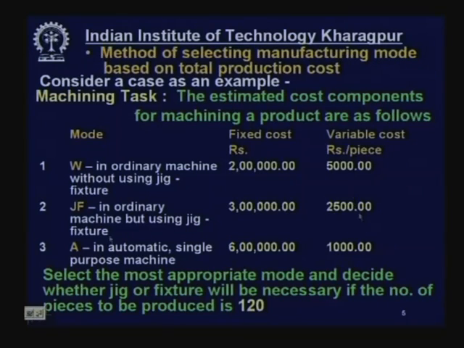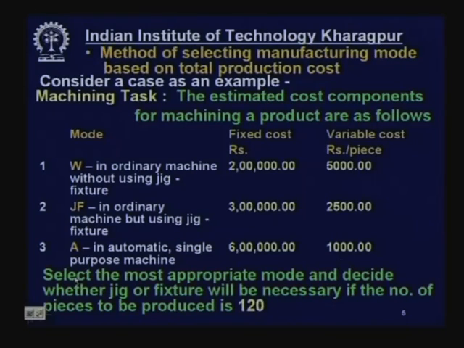Now, finally, if we go by mode A, an automatic single purpose machine, the cost will definitely increase, the initial cost, because the machine will be expensive, say 6 lakhs, and the running cost or the variable cost will be 1000 rupees per piece for the material and labor cost.